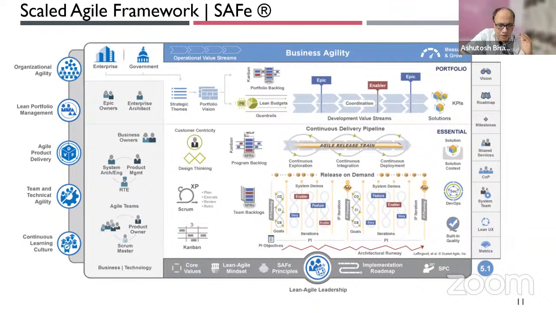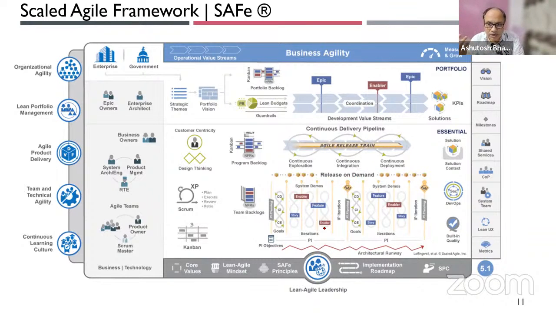Then we have program, portfolio, and large solution SAFe. So not program as such, it is essential, large solution, portfolio, and full SAFe. Those are the latest ones. So most of us predominantly work on the Essential SAFe piece. Now, some interesting roles in this. You have a role called RTE.